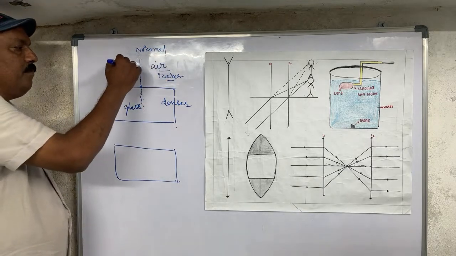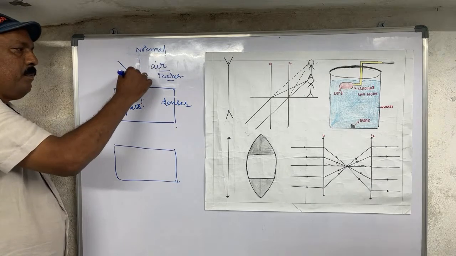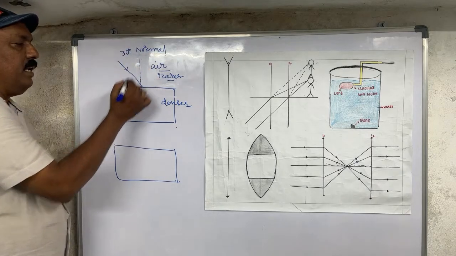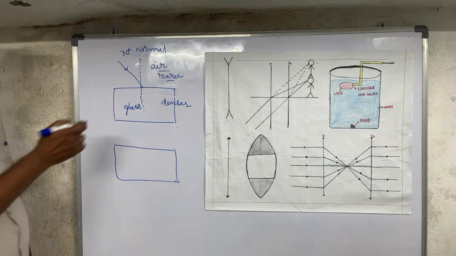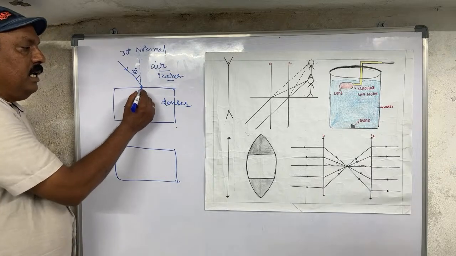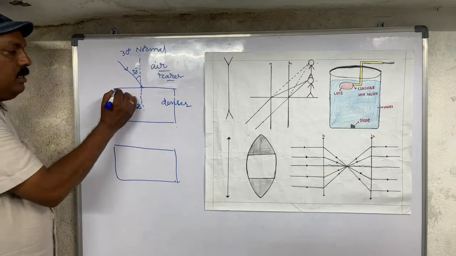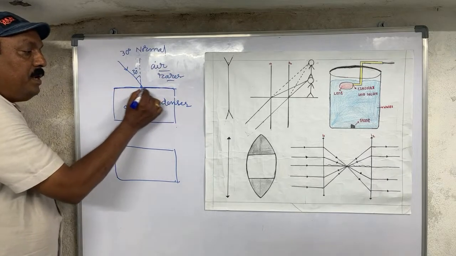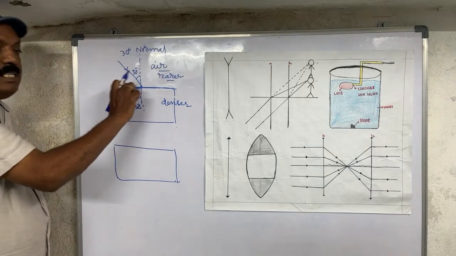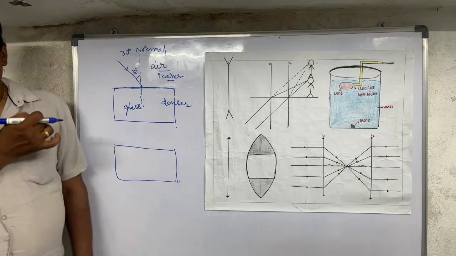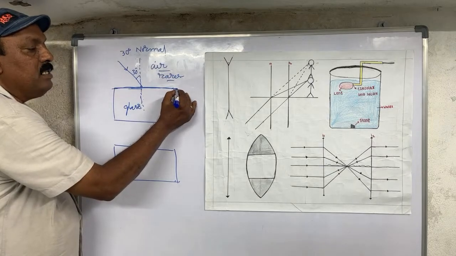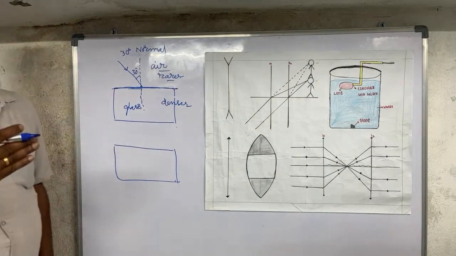When the light ray, one light ray I am sending here, we suppose with an angle of 30 degrees, that light ray is called the incident ray, making an angle of 30 degrees. What will happen after entering the glass surface? The entrance of the glass surface between the air and glass, the middle region, is called the interface. Interface means the portion where the denser medium starts and the rarer medium ends.